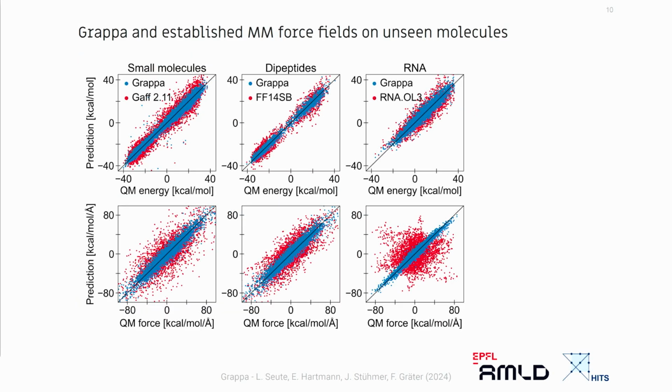Okay, how does this look? These are the predictions on a test data set of our model. So in red, you can see an established molecular mechanics force field. These are highly specialized to the type of molecule. And in blue, it's our model, GRAPPA. Down here are the forces, here are the energies, and the y-axis is the prediction, the x-axis is the quantum mechanical reference data. So you want to be close to that diagonal. And you can see that accuracy is somewhat improved.